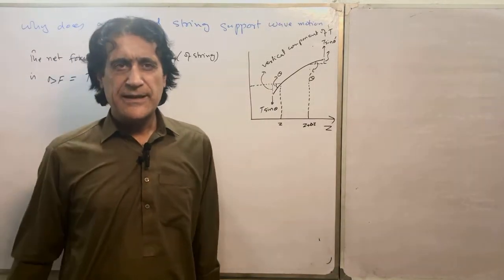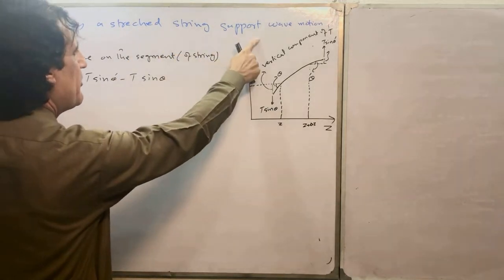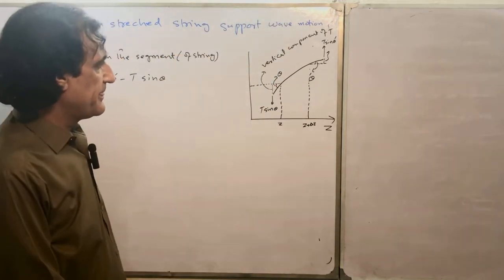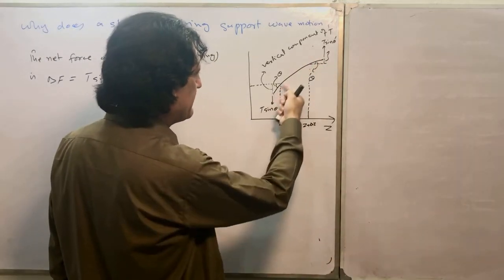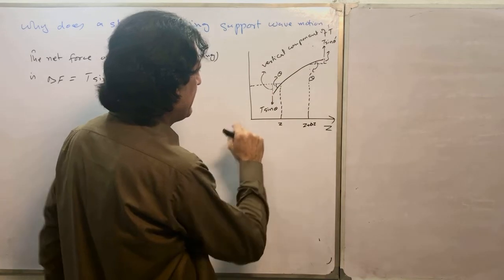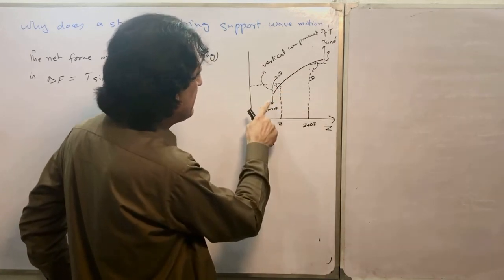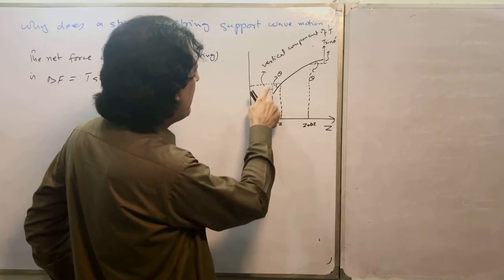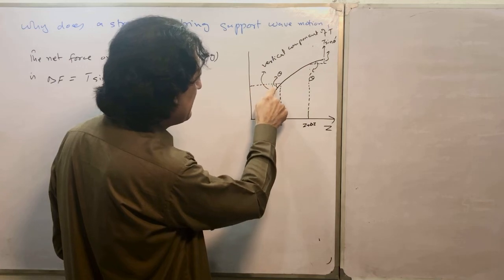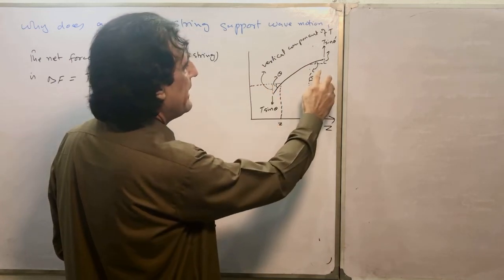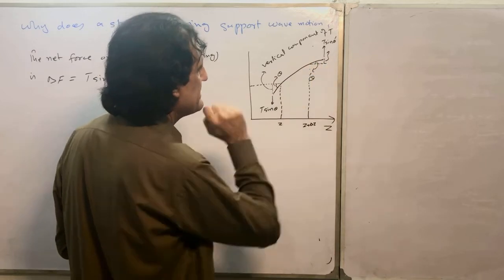Now the question is, why does a stretched string support wave motion? I have shown a stretched string like this, and there is some tension in this string. There is some vertical component. This string makes an angle theta with this axis, and this also makes an angle theta prime with this axis.